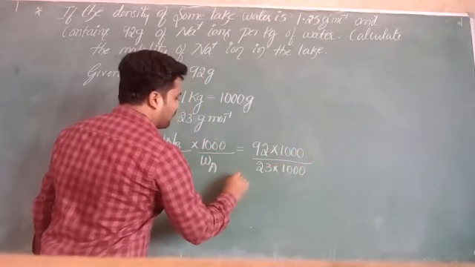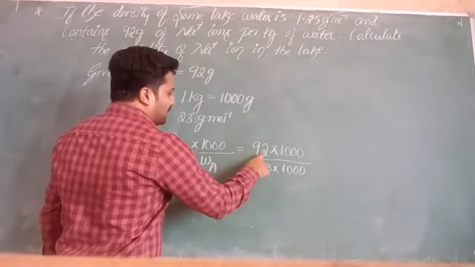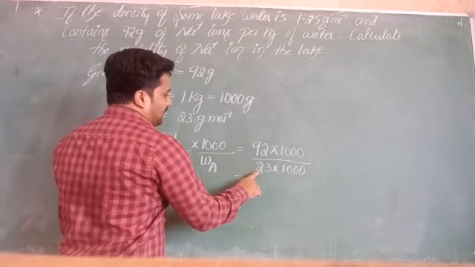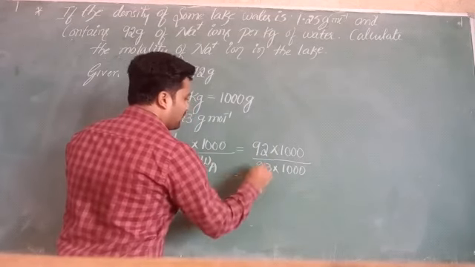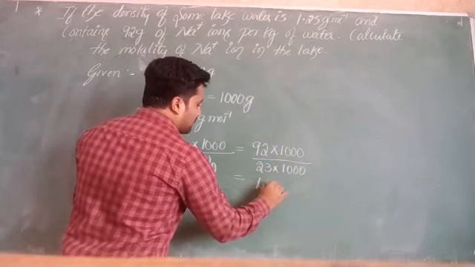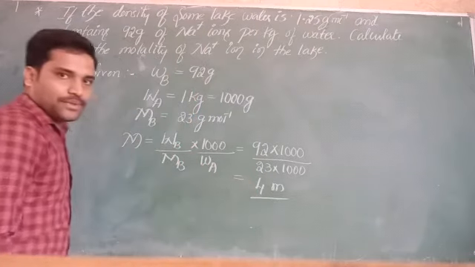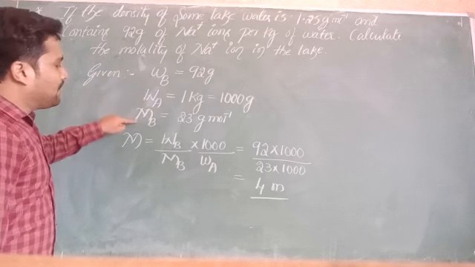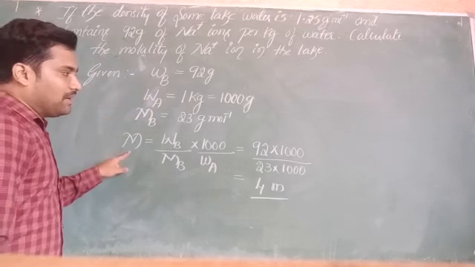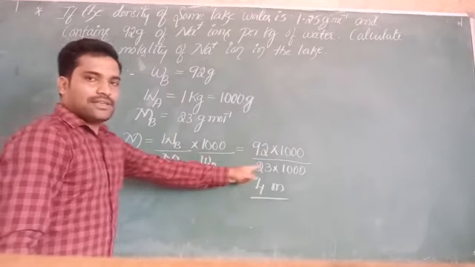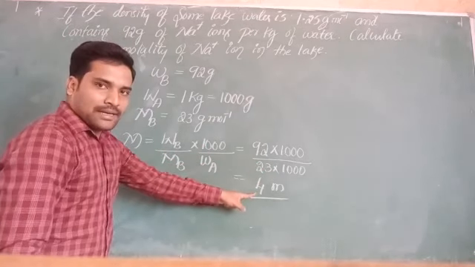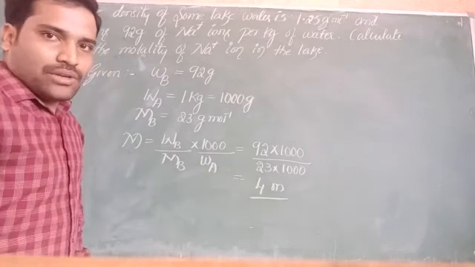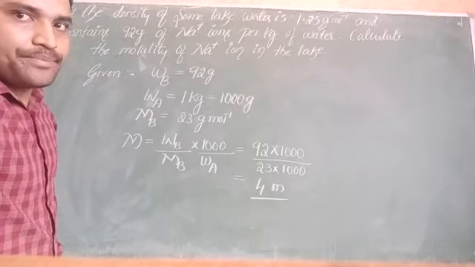Okay, this 1000 and 1000 will get cancelled. 92 divided by 23, that means 23 fours, it will get cancelled. That means 4 molar. Okay, so this is the solution. So this is Wb, this is Wa, and this is Mb. This is the formula. If you substitute all these given values in this equation, you are going to get the molality of solution, that is 4 molar. Okay, so this is one of the problems on molality.